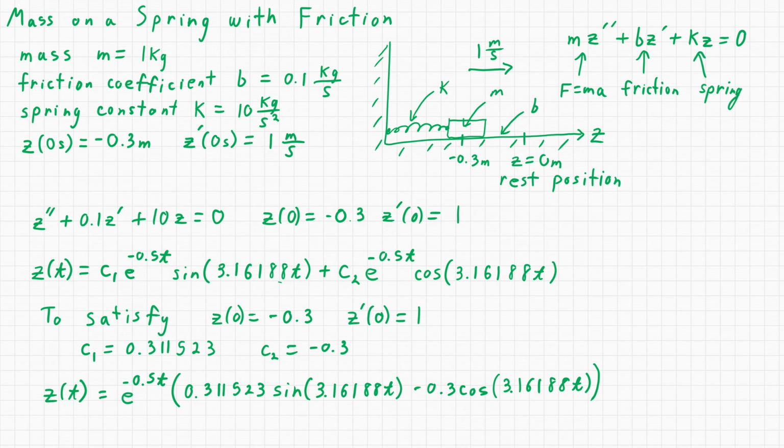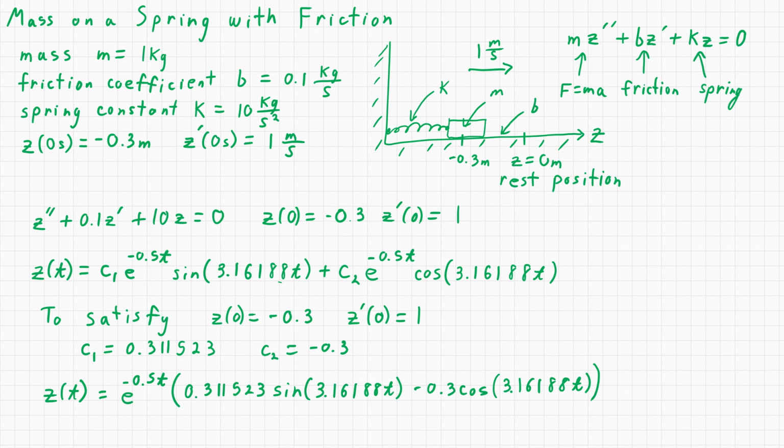And so it turns out to satisfy Z of 0 equal to negative 0.3, and Z prime of 0 equal to 1, the constants end up being C1 equal to 0.31523, and C2 equal to negative 0.3. And so the whole solution ends up being this mess. But intuitively, that's why we have as many initial conditions as there are degrees for the system.